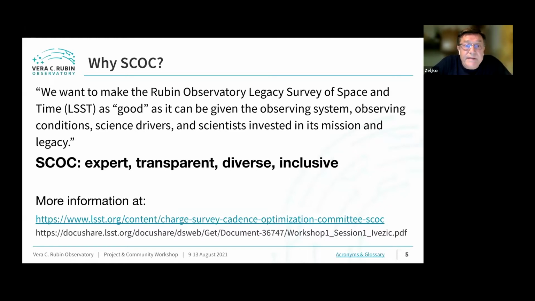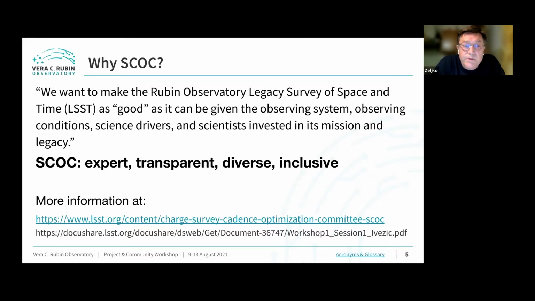The intent is to make the final data set, the 10-year-long legacy survey of space and time, as good as it can be, where the constraints are the performance of the observing system, the observing conditions that we have in Chile, various science drivers that involve time, and also the scientists that are investing in its mission and legacy. That was the reason why we formed SCOC about a year ago.